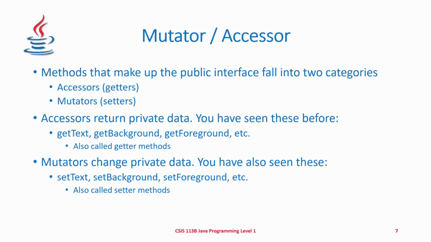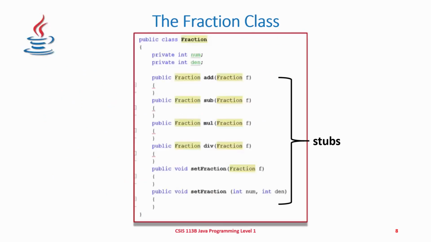And just as examples, you've seen this in other classes that you've used previously. Some of the accessor methods that you have seen were get text and get background and get foreground. And then the mutators, again, mutate the private data. You've seen these before with set text and set background and set foreground. So just realize that up until this point you've been using classes that were created by some other programmer, and they provided you with accessors to be able to retrieve the values and then mutators so you could make modifications to the data. So here's a quick overview of our fraction class.